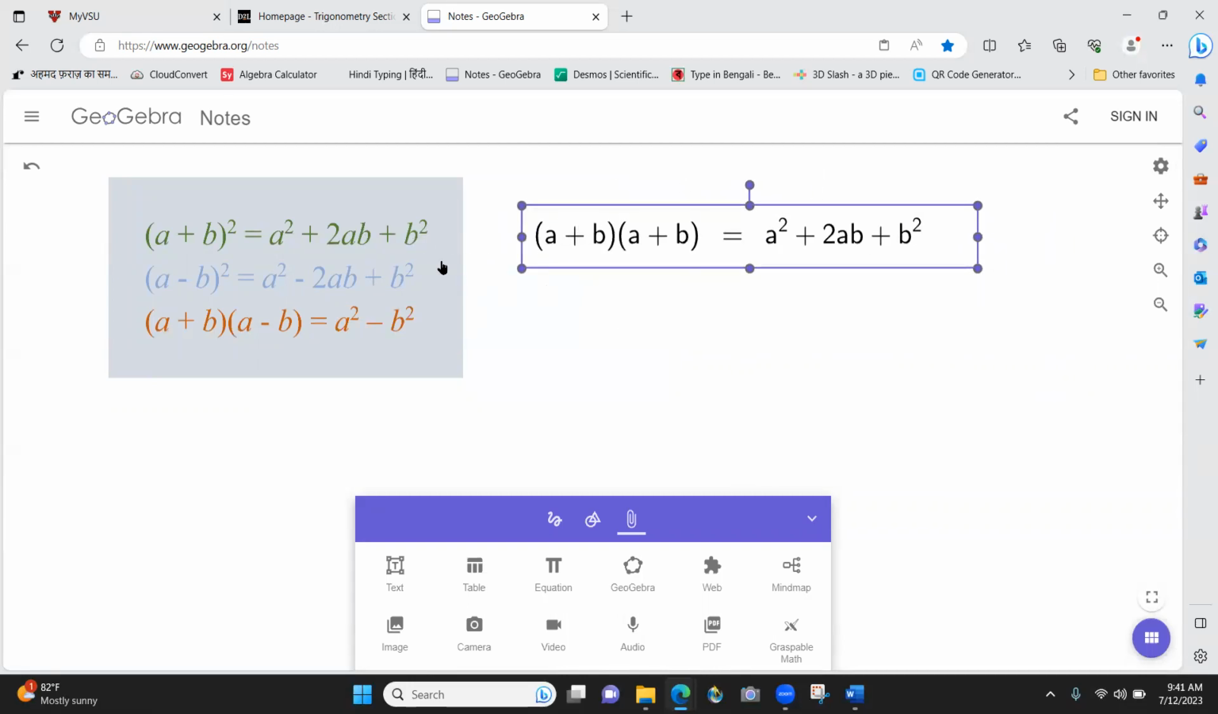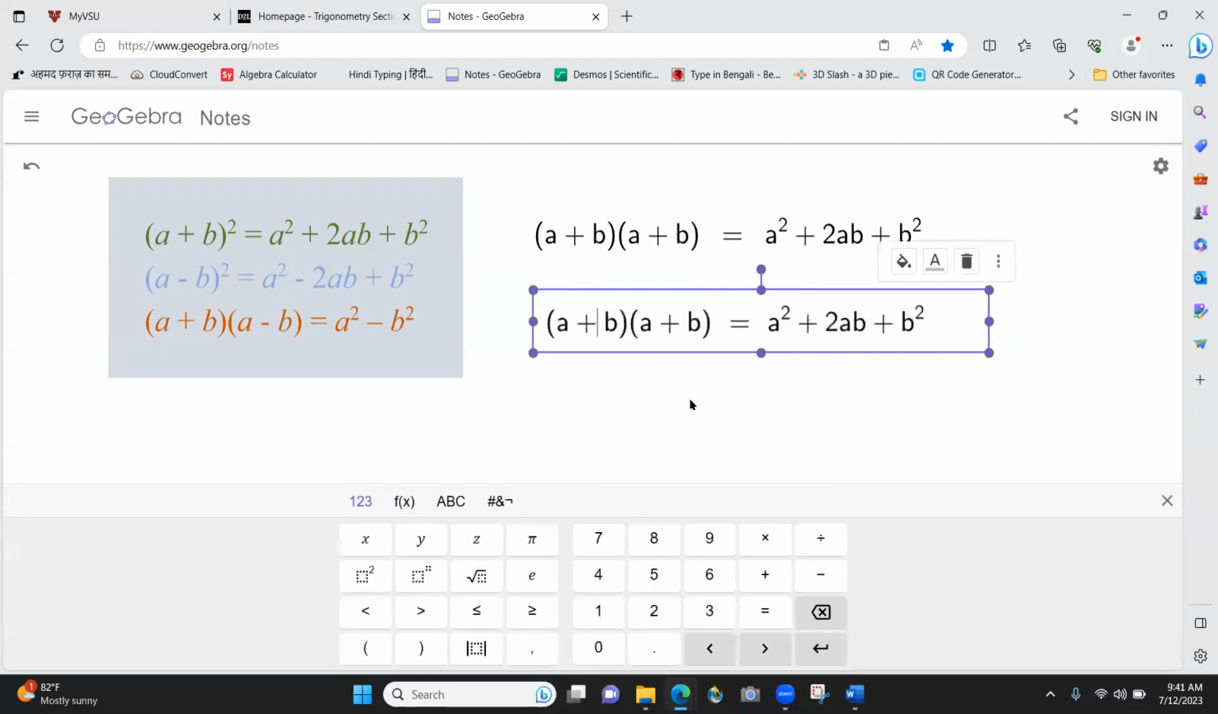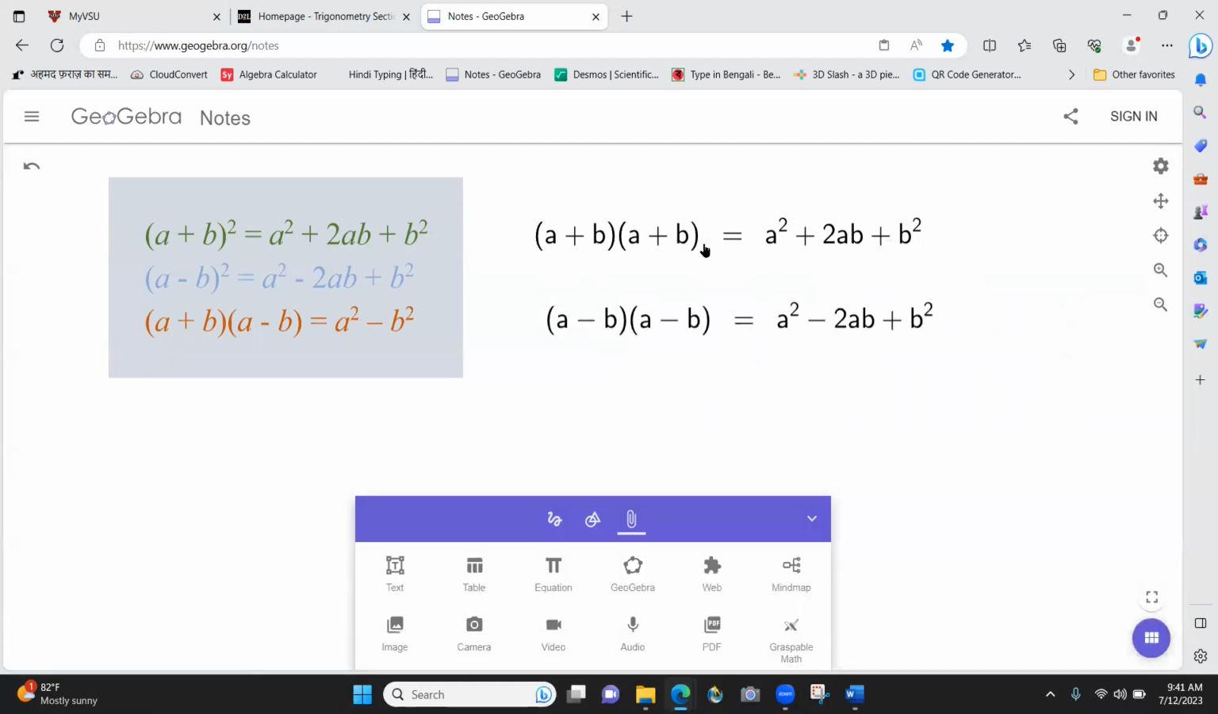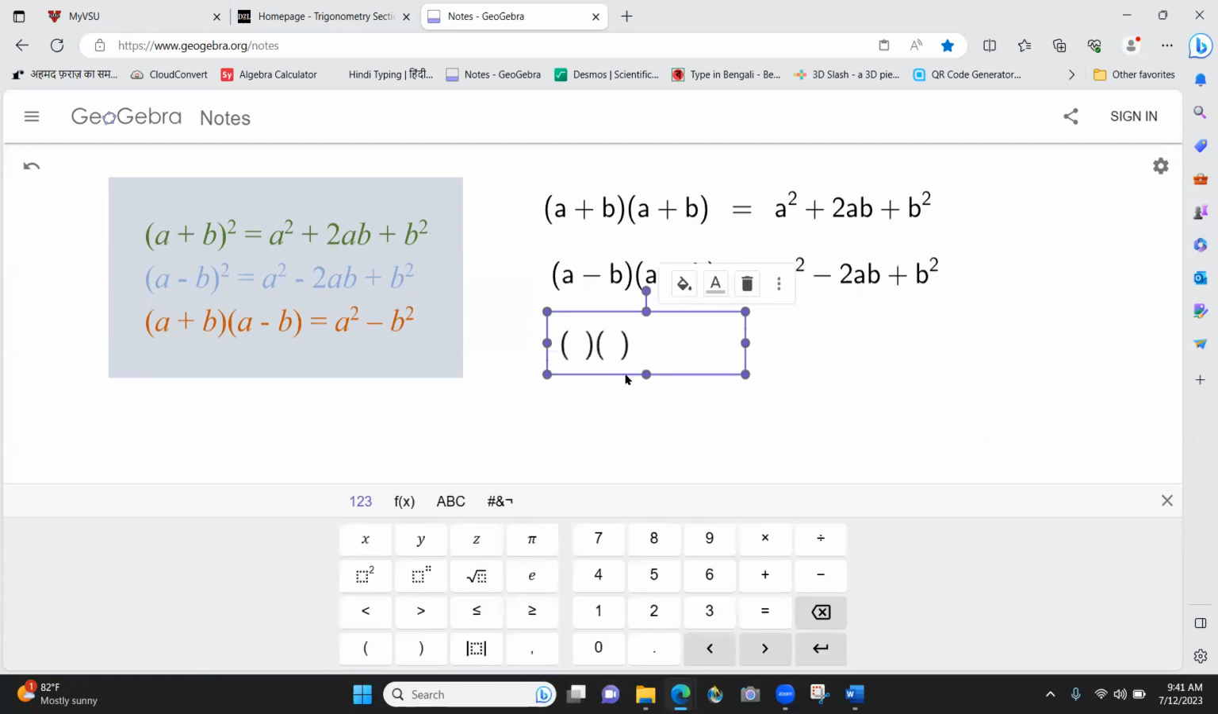And you can do the same foiling with (a - b) times (a - b). You're going to get something like this if you do it right. And these formulas are not in your book, so you want to write it down somewhere handy. And the last one is very easy. I'll do the last one for you guys. Same foiling. (a + b) times (a - b).